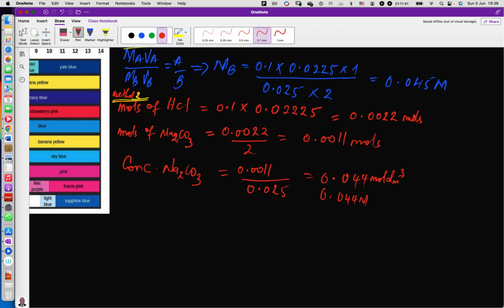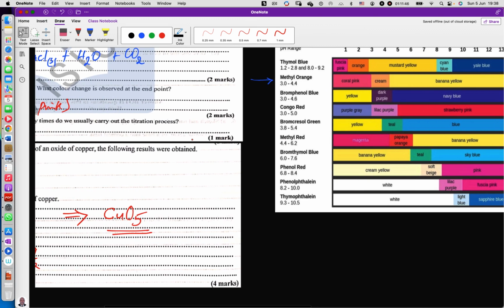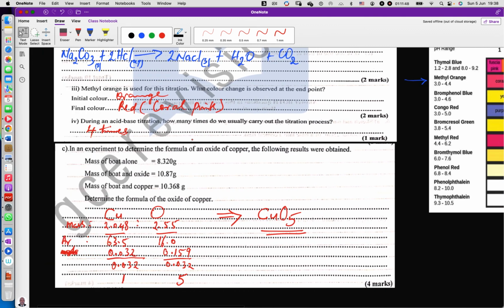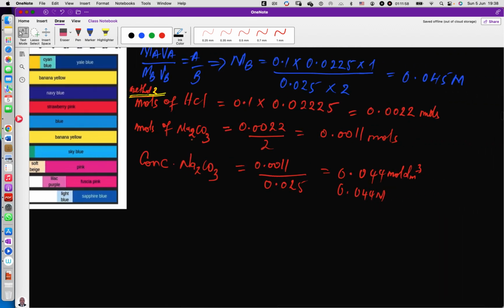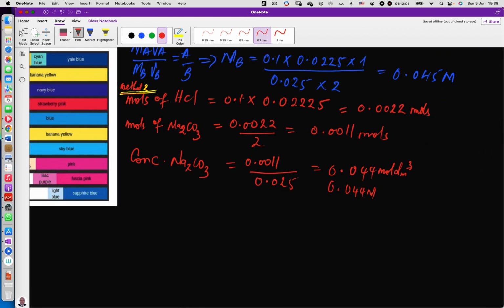Then again, the moles of the sodium carbonate. Remember that 2 moles of hydrochloric acid have reacted with 1 mole of sodium carbonate. In that case, we have to divide the number of moles by 2 to have the number of moles of this one, and that will be 0.011 moles. Now we have got the number of moles of sodium carbonate. We can use it to calculate our concentration.